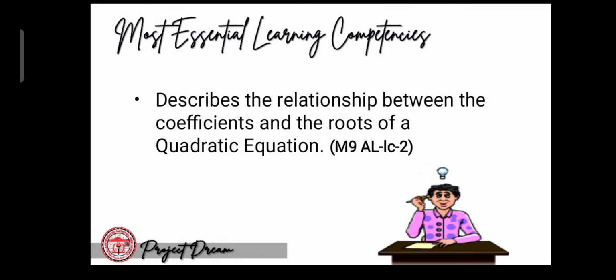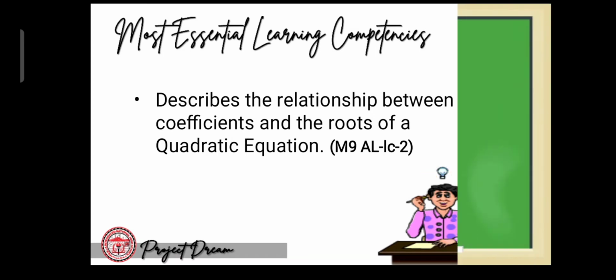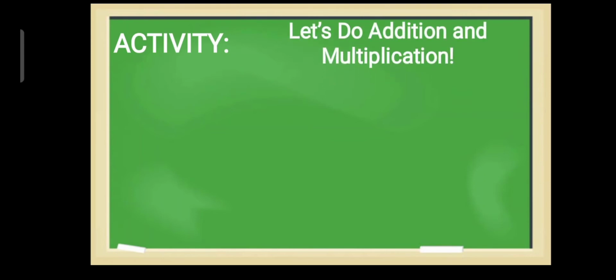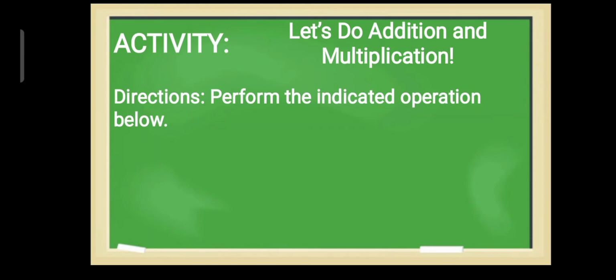Before we proceed to our discussion, let's have a short activity entitled, Let's do addition and multiplication. The direction is to perform the indicated operation below. Let's have number 1. We have 7 plus 15 is equal to, what do you think is the answer? Okay, the correct answer is 22.